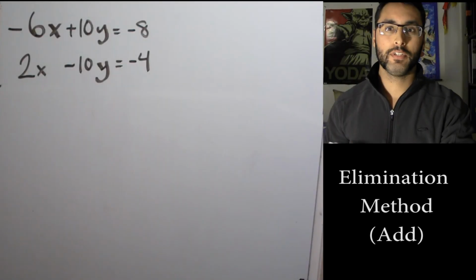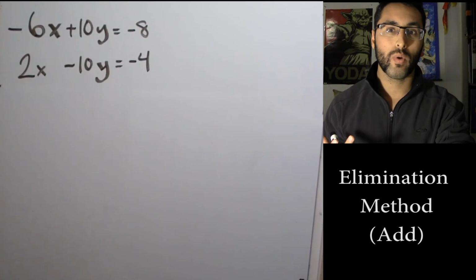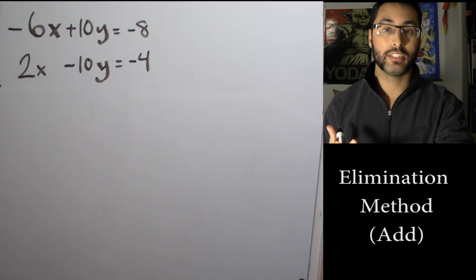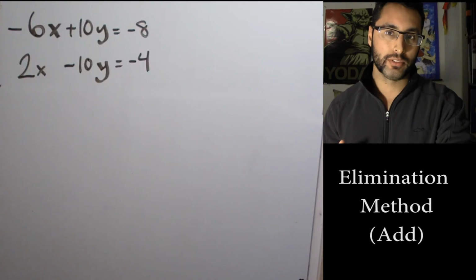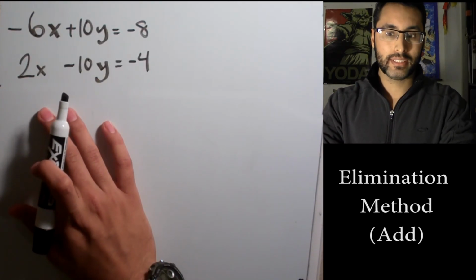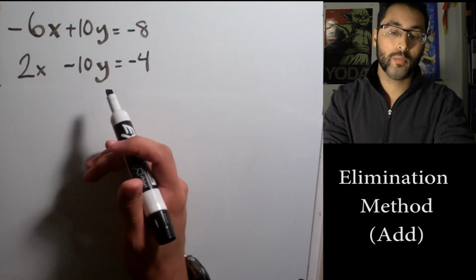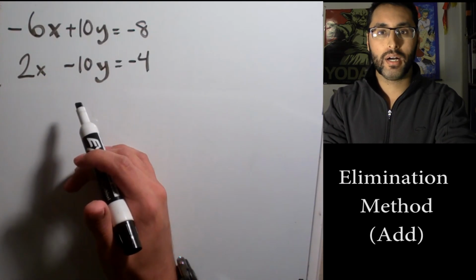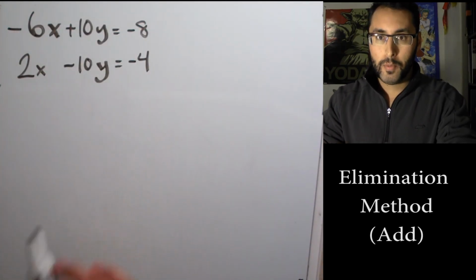Hey class, this video is going to be on elimination. Elimination is one way of solving a system, the other two being graphing and substitution. Alright, so if we look up here, we have two equations that are in standard form. Standard form meaning they're in the form ax plus by equals c. Alright, so we have two equations here.